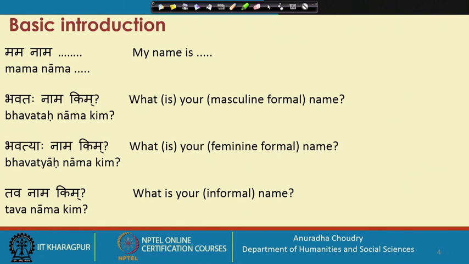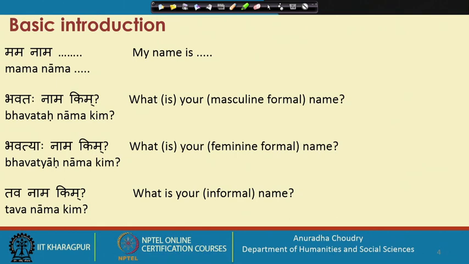Now what I want you to do is, I will give you certain names and you ask me the right question. So if I tell you Mama Nama Sita, the question would be Bhavatyaha Nama Kim? Mama Nama Gita. Great. Bhavatyaha Nama Kim? Mama Nama Ramaha. Bhavataha Nama Kim? Mama Nama Girishaha. Bhavataha Nama Kim? Very nice.